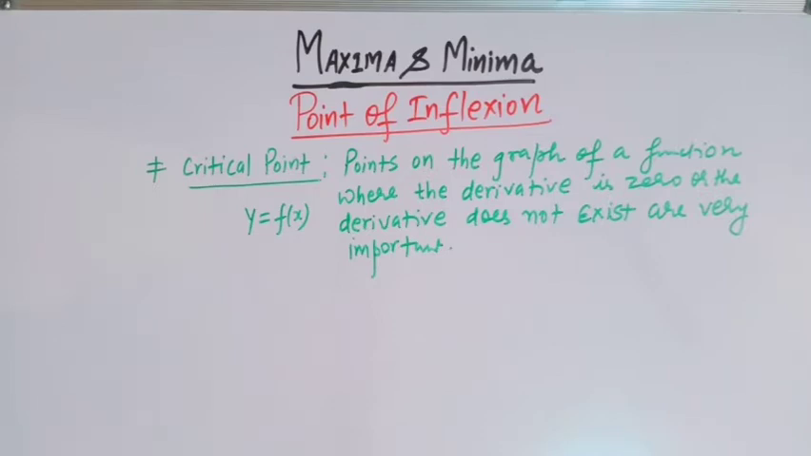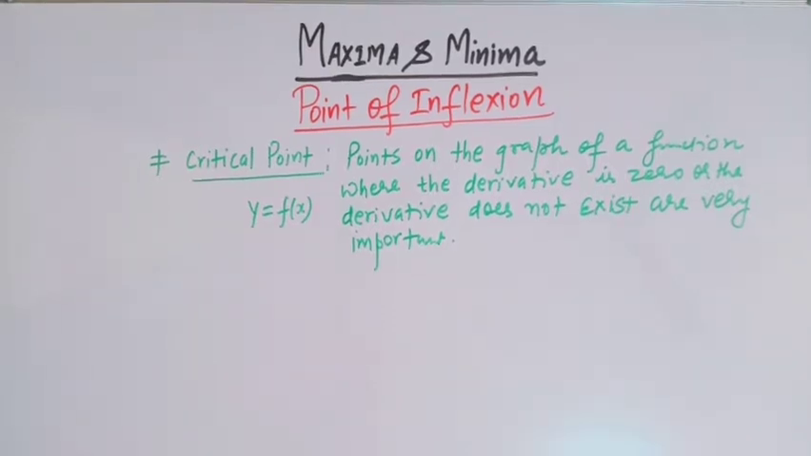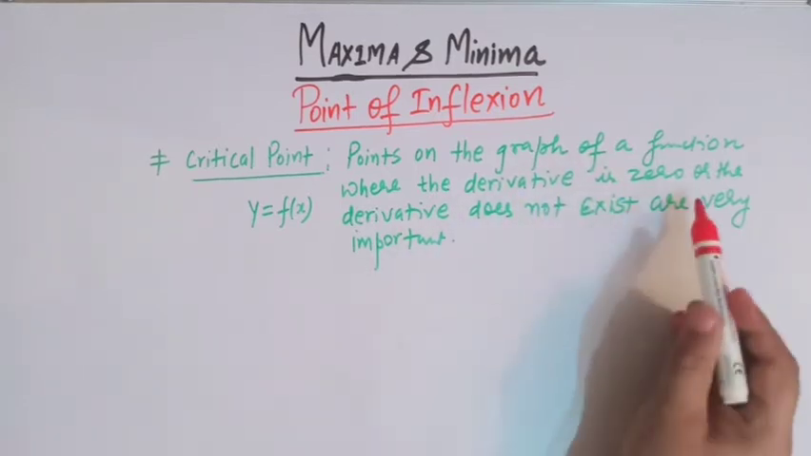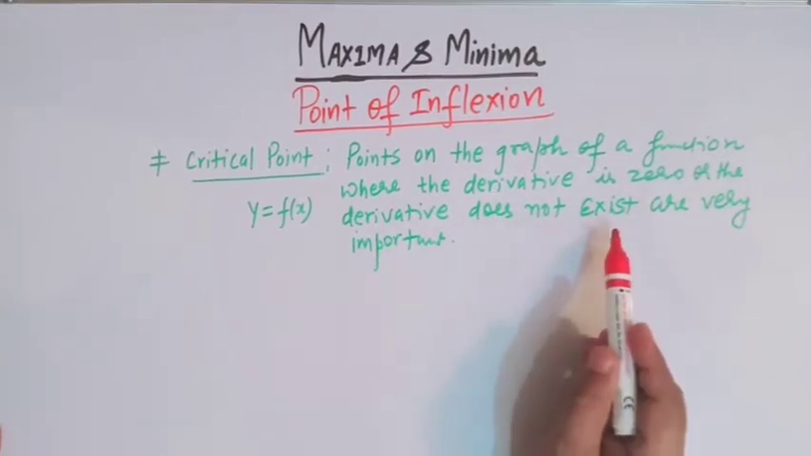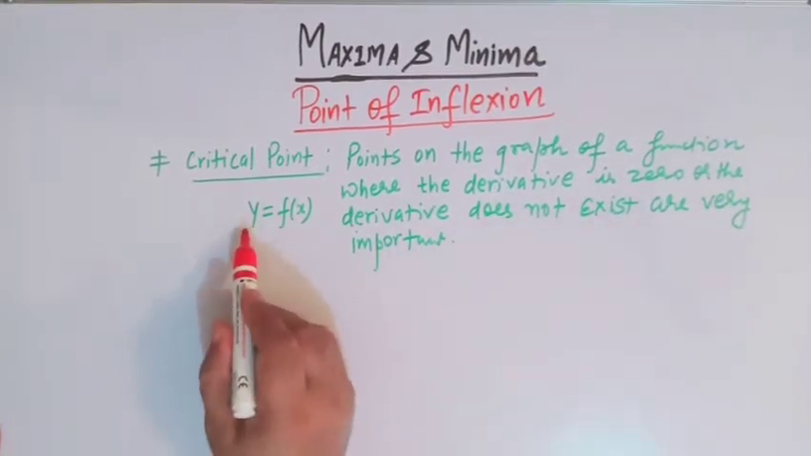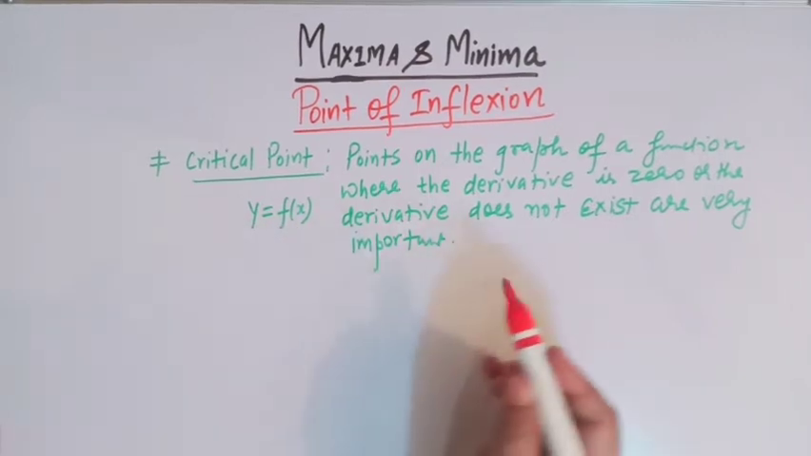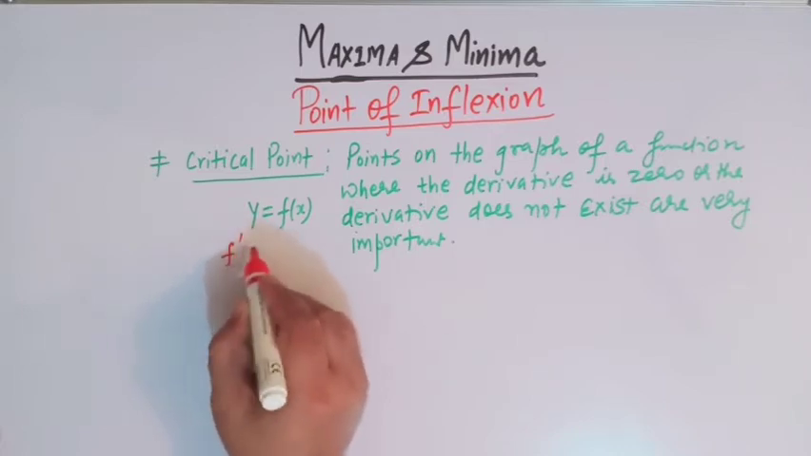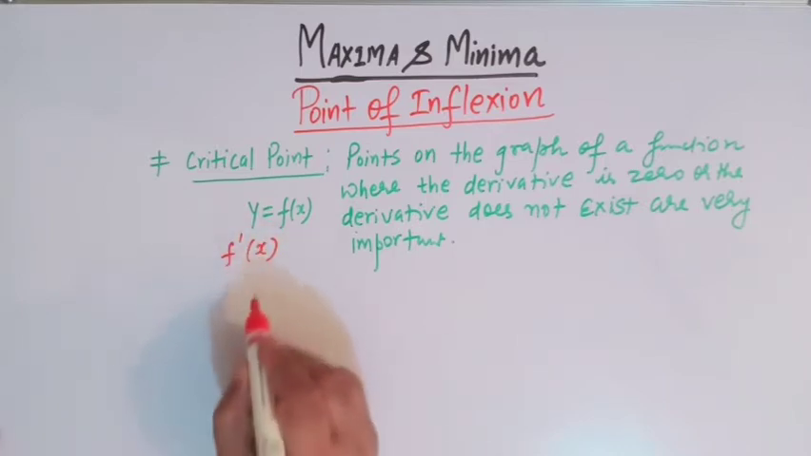So before starting this concept, let me clarify the meaning of some important terms just for the sake of revision. Now let us take the term critical point. Points on the graph of a function where the derivative is 0 or the derivative does not exist are very important, right? Suppose we have a function y equal to f(x). Now if we differentiate this function, we get the derivative f dash x or f prime of x.